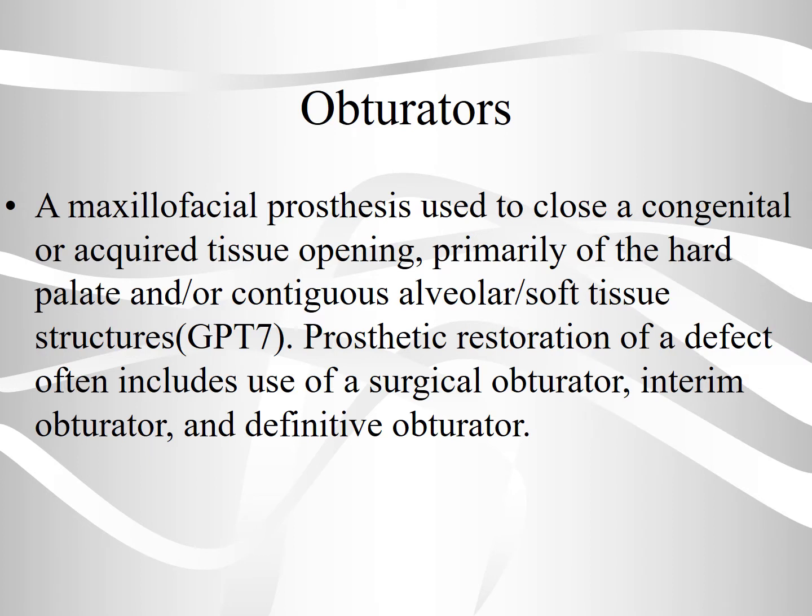Coming to the obturators, an obturator is defined as a maxillofacial prosthesis used to close a congenital or acquired tissue opening, primarily of the hard palate and/or the alveolar or soft tissue structures. This is according to the GPT-7. Prosthetic restoration of a defect often includes using a surgical obturator, an interim obturator, and a definitive obturator.